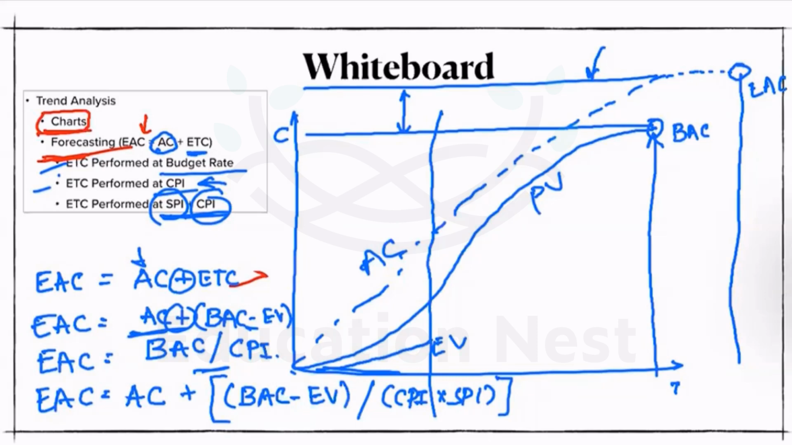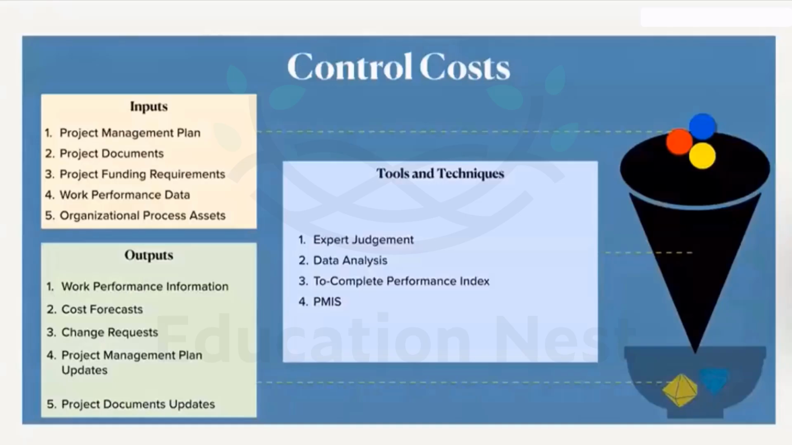Okay, so I think we have made enough use of this whiteboard. We can quickly move to the next tool, that is the to complete performance index. Okay, what is this? If we try to explain it in simple words, we have spent so much money already, or we have spent so many resources already, and we are left with a certain amount of resources. Now with these left over resources, how can we complete the remaining work? So this is again just an explanation in layman's terms, but again there are formulas to it also, which you can easily find in the PMBOK guide.